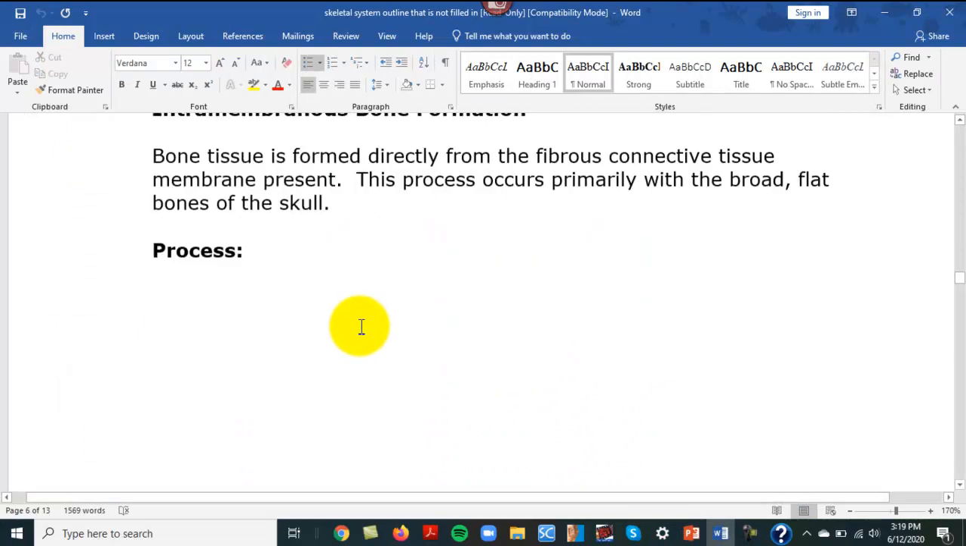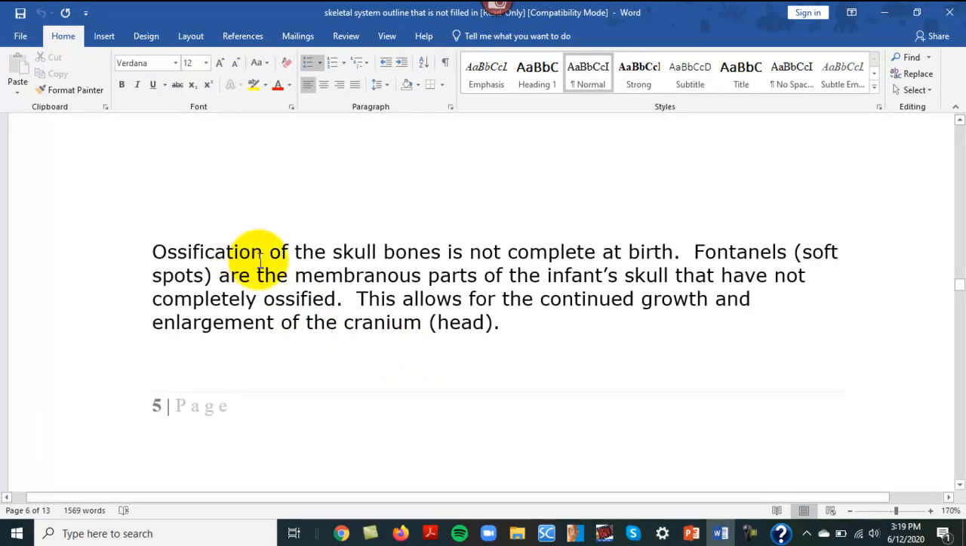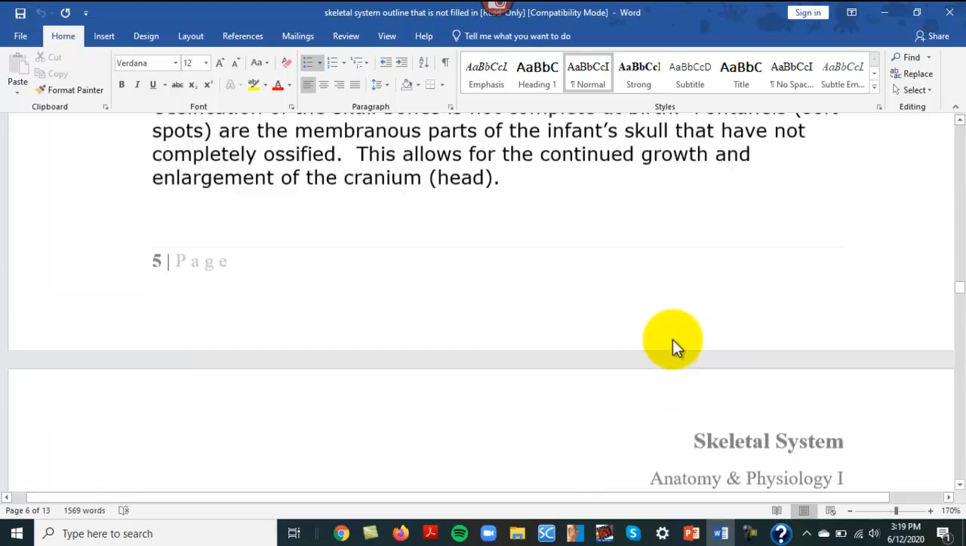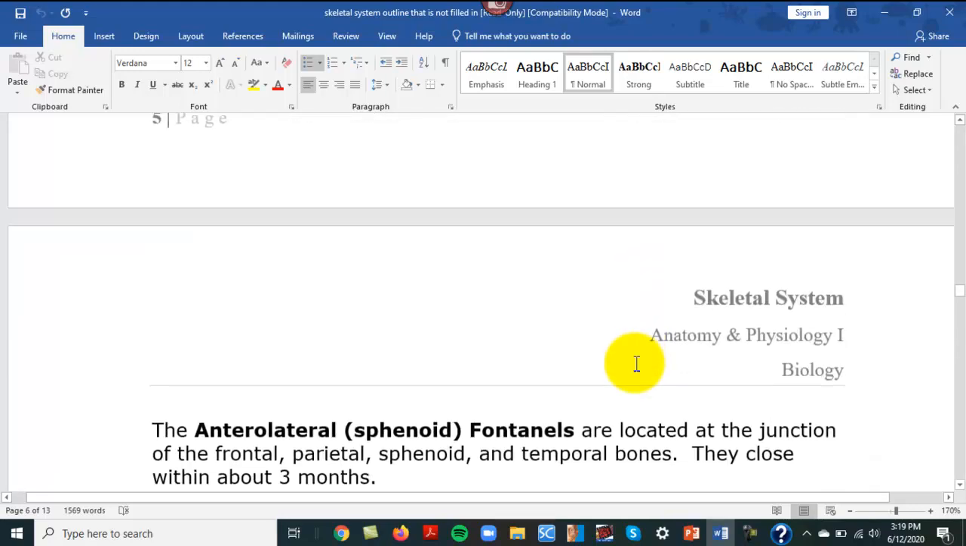And that'll be the last thing here. The ossification is not complete at birth. Fontanelle soft spots are the parts that have not completely ossified. It allows continued growth and enlargement of the cranium. Yes, if a person's brain were only as big as a fetal skull, which is not very big, we'd still be hiding in the bushes trying not to be eaten by things if our head stayed that small. So it allows the brain to grow.